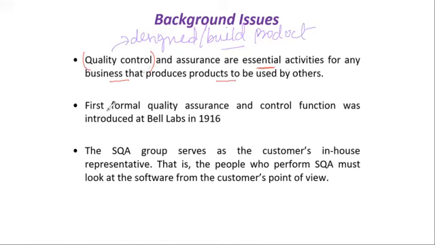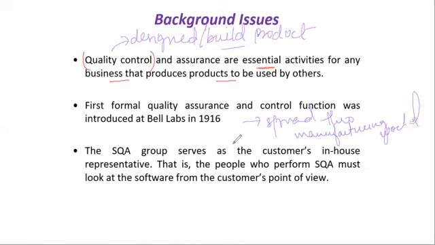Now, first, the quality assurance and control function was introduced at Bell Labs in 1916, and as it was developed in 1916, it spread rapidly throughout the entire world. It spread through the entire manufacturing world.